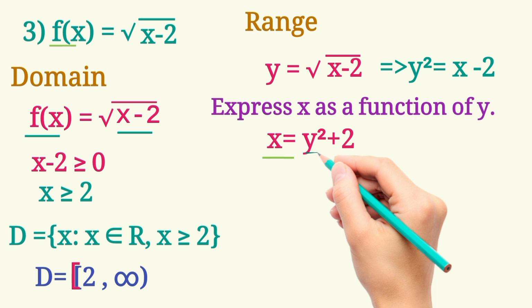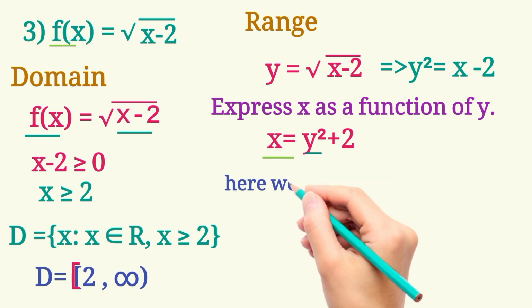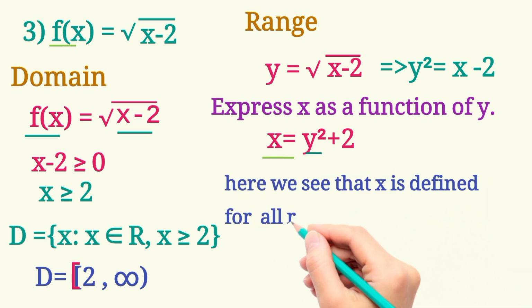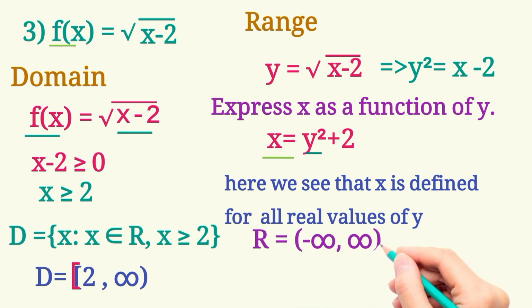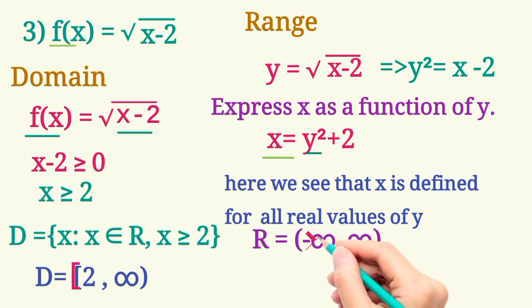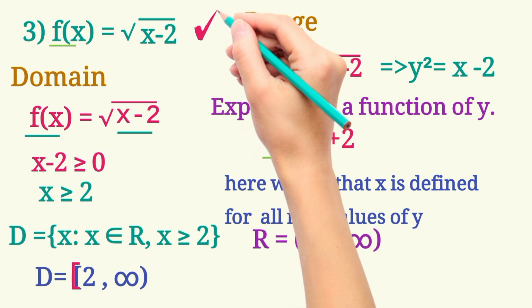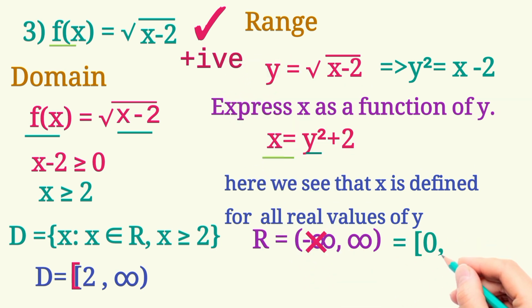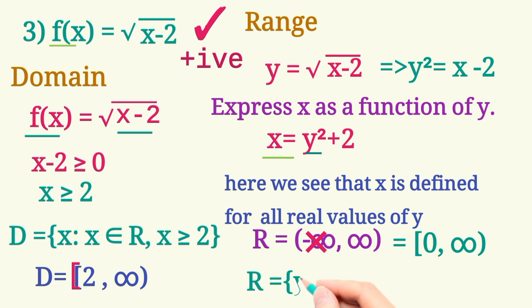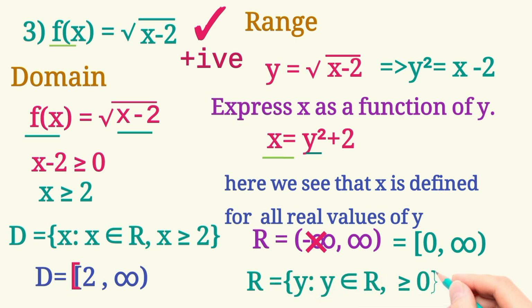Here x is defined for all values of y. So we can say that x is defined for all real values of y. So range should be minus infinity to infinity, but minus infinity is not included in this range because here we have square root and this should always be positive. So range will be 0 to infinity, or range of the function is y such that y belongs to R, where y is always greater than or equal to 0.